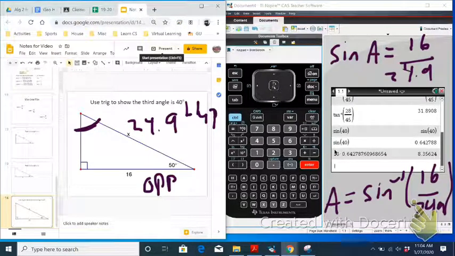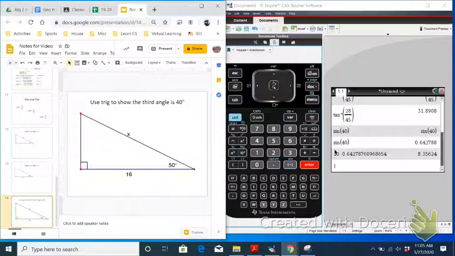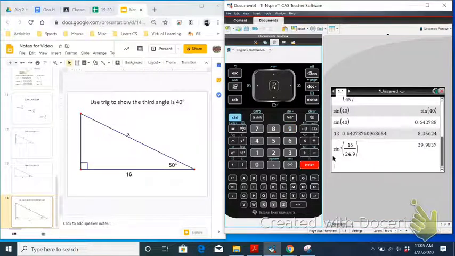Now if I type that in on the calculator, trig, sine inverse, 16 over 24.9, and I'm going to hit Control Enter now because I learned from my mistakes. We get 39.98 degrees, which makes sense because it's close to 40. The reason we didn't get 40 exactly is because this side was actually 24.89, so when we rounded here, we got an answer that's a little bit off, but that's okay, we can just round that up to 40. And that's just another example of how to use trig to find a missing angle in a right triangle.